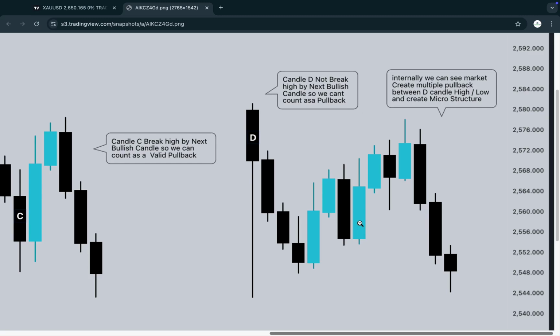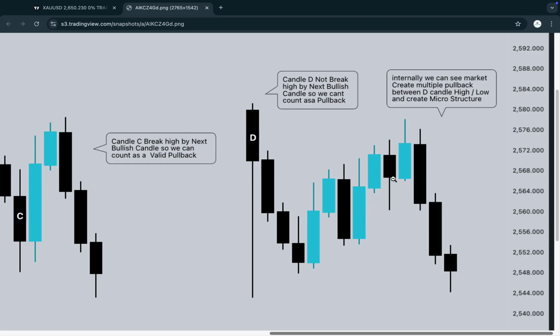And sometimes the market just breaks the previous candle high and low. It means this candle breaks both the high and low, so we can also consider it a valid pullback. Look at this one, the same thing happens here. This bullish candle's high and low are both broken by this black candle, so we can consider this a valid pullback. After that, what happened? Market pushed higher.